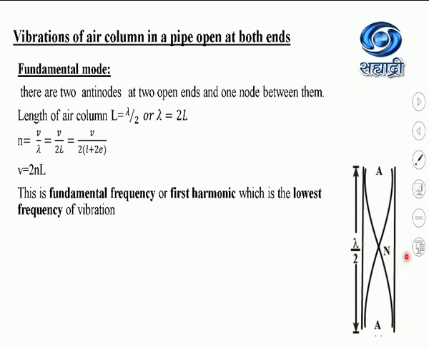And therefore, if a source of sound like a vibrating tuning fork is held at the open end of this pipe, then sound waves are sent inside the pipe. They are reflected from the other open end. They interfere with the incident wave and stationary waves are formed under suitable conditions.